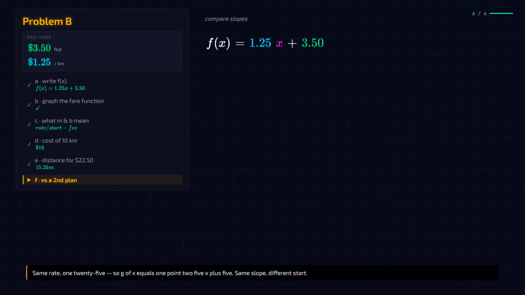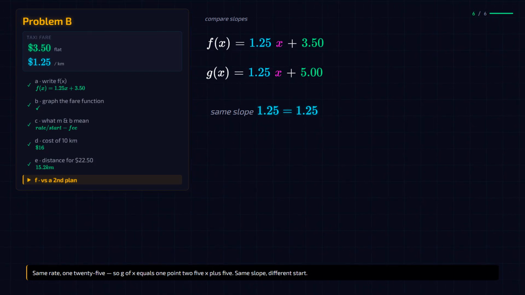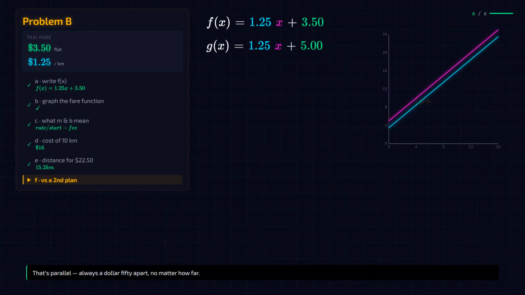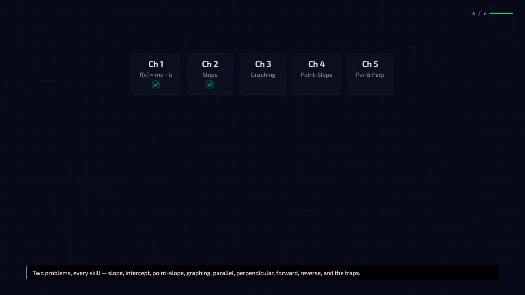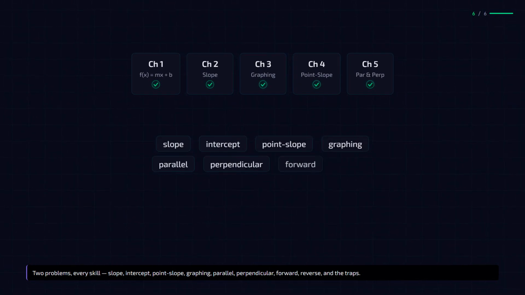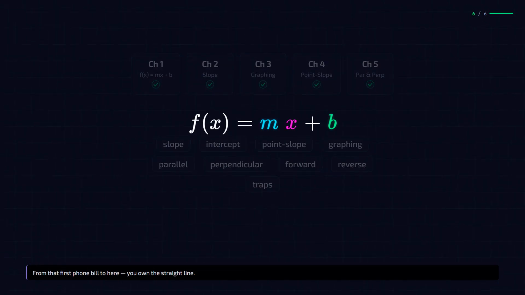Same rate, 1.25. So g of x equals 1.25x plus 5. Same slope, different start. That's parallel. Always $1.50 apart, no matter how far. 2 problems. Every skill: slope, intercept, point slope, graphing, parallel, perpendicular, forward, reverse, and the traps. From that first phone bill to here, you own the straight line.